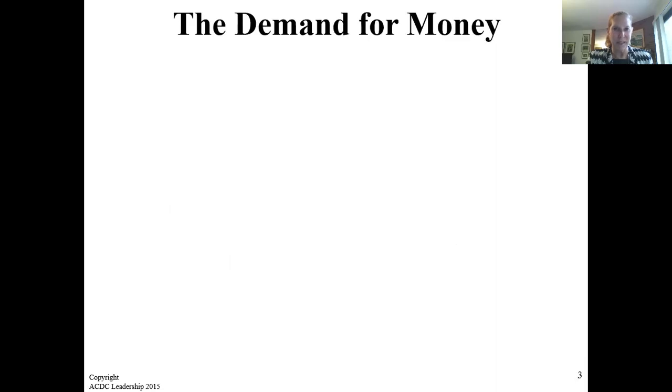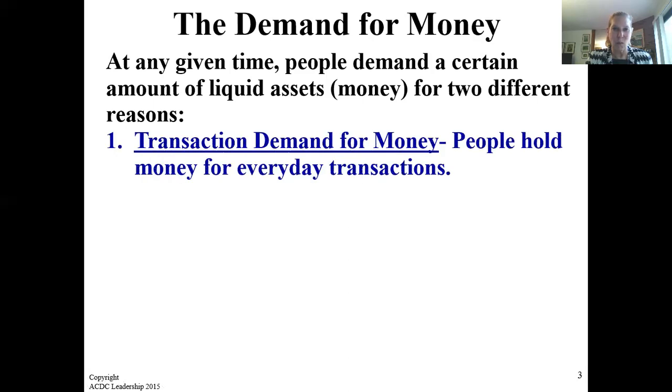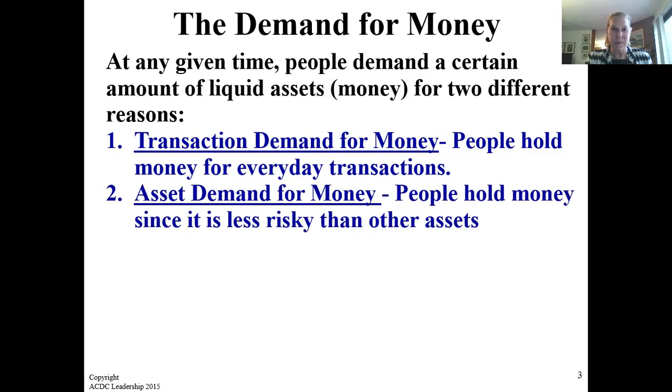The demand for money. At any given time, people demand a certain amount of liquid assets, meaning money, for two different reasons. One, transaction demand for money. People hold money for everyday transactions. And two, asset demand for money. People hold money since it's less risky than other assets.